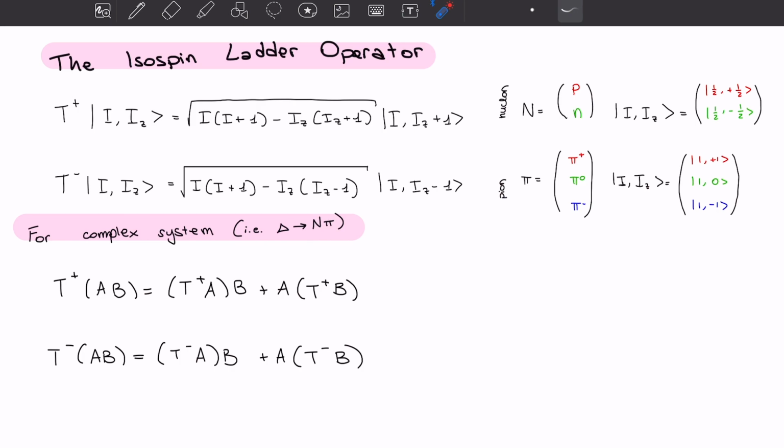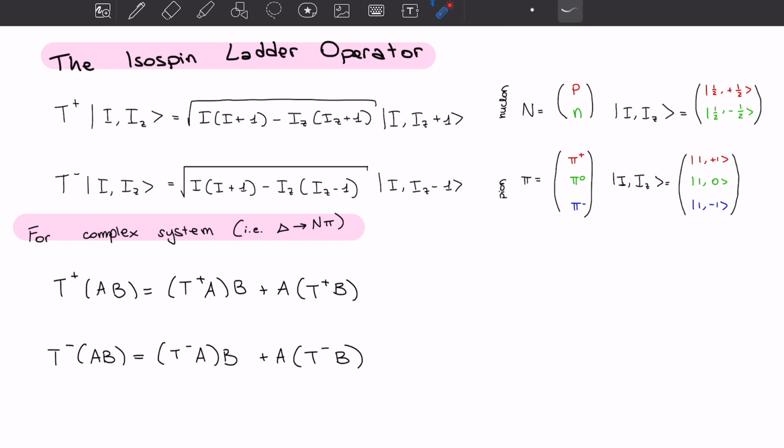isospin is useful to calculate the probabilities of decays of different particles. And we can use something called the isospin ladder operator to find these probabilities and move between projections of particles. For instance, if we apply the minus operator on pi plus, we will get to pi 0. And if we apply it again, we will go to pion minus, and so on.